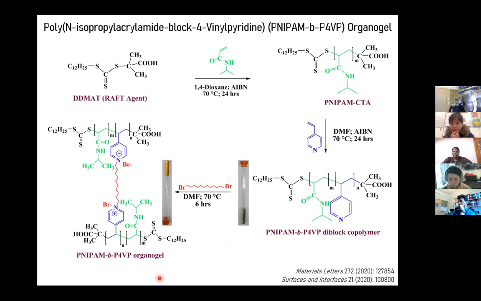Then this is another kind of organogel which is used. It is made of poly N-isopropylacrylamide, which is a thermoresponsive polymer, along with 4-vinylpyridine, which is a pH sensitive polymer. Similar to the earlier polymer, we follow this procedure and then cross-link them with a DBD, and you can see this solution after treating it at 70 degrees for 6 hours, it gels.